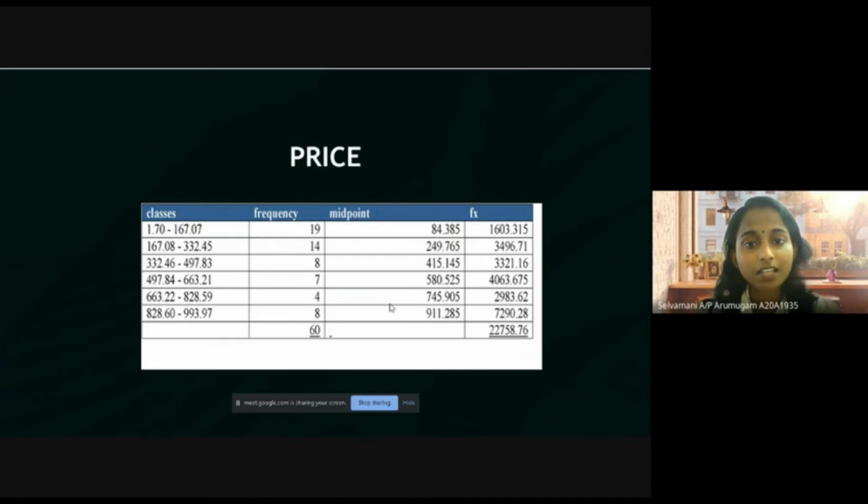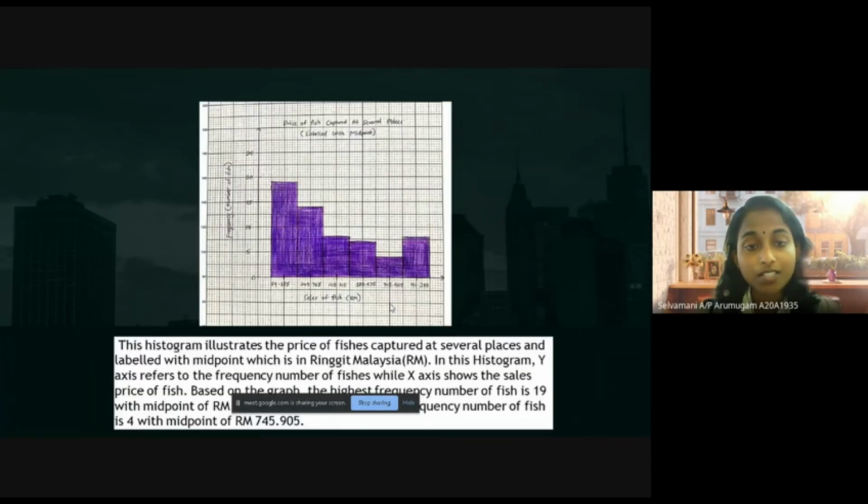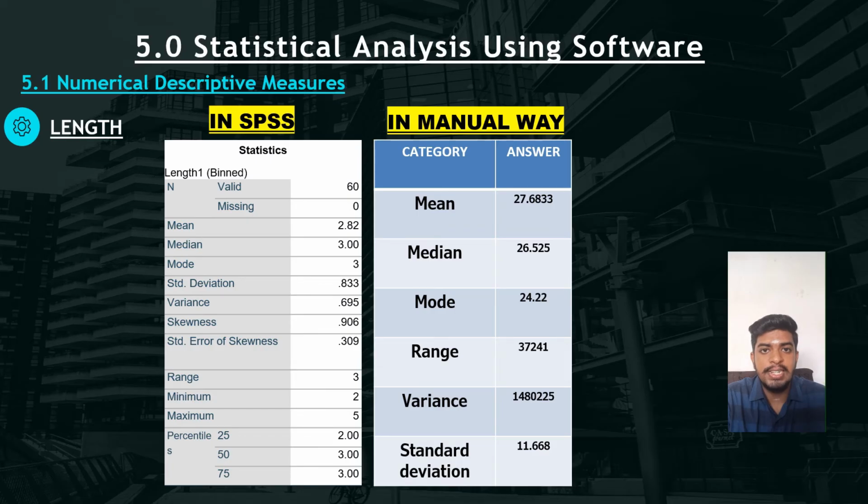This is our price calculation, which is arranged by classes, frequency, midpoint, and fx. And also, this is our histogram for the price. This histogram illustrates the price of fish captured at several places and labeled with midpoint, in Ringgit Malaysia, RM. In this histogram, the y-axis refers to the frequency number of fish, while the x-axis shows the sales price of fish. Based on the graph, the highest frequency number of fish is 19 with midpoint of RM 84.385, and the lowest frequency number of fish is 4 with midpoint of 745 9.905.